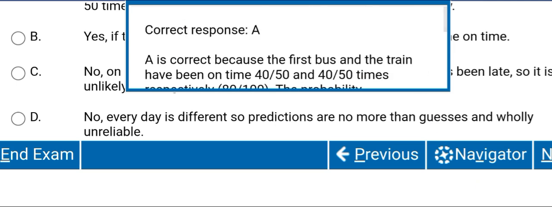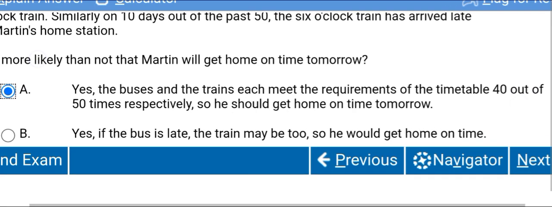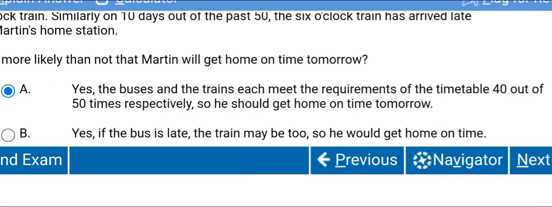So here we have a correct option is option A, which says yes, the buses and the trains each meet the requirements of the timetable 40 out of 50 times respectively. So he should get home on time tomorrow.